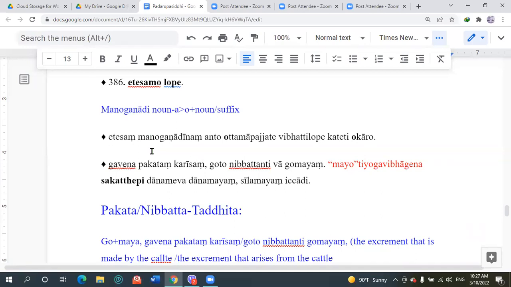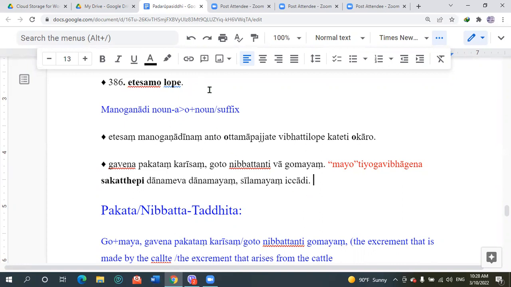Maybe I understand what he means. As you said, Sutta 386 is to explain the word gomayaṃ, right? But then it also applies to all the words in the Manogaṇādi group. So that's why he mentioned it again. But the word go is not included in the Manogaṇa group. Right. But in order to explain it, he gave the rule "ete samalopi." And then that rule happens to apply to the Manogaṇādi group as well.